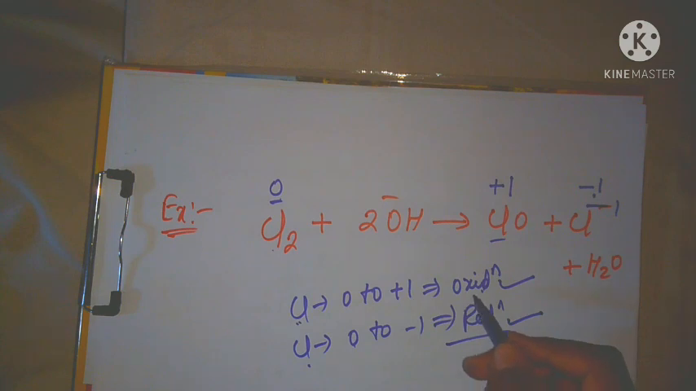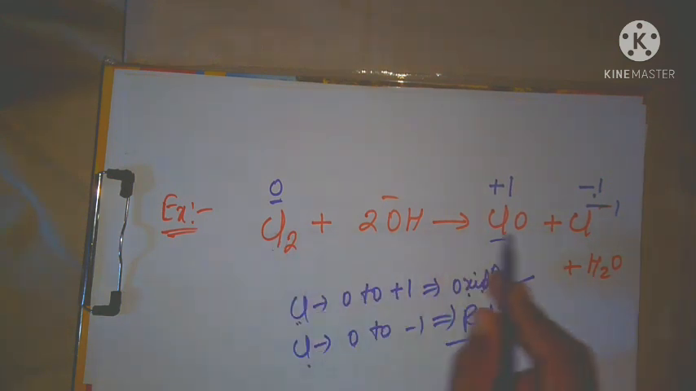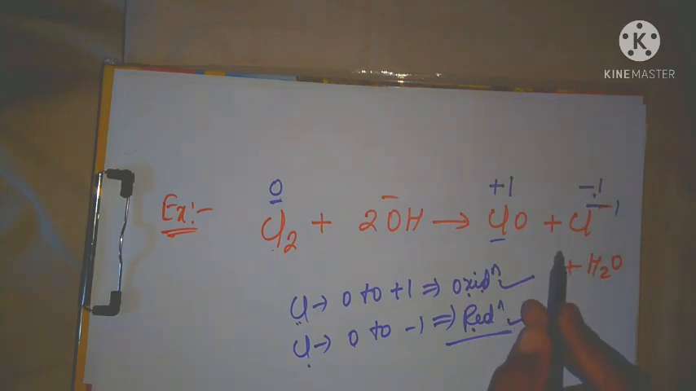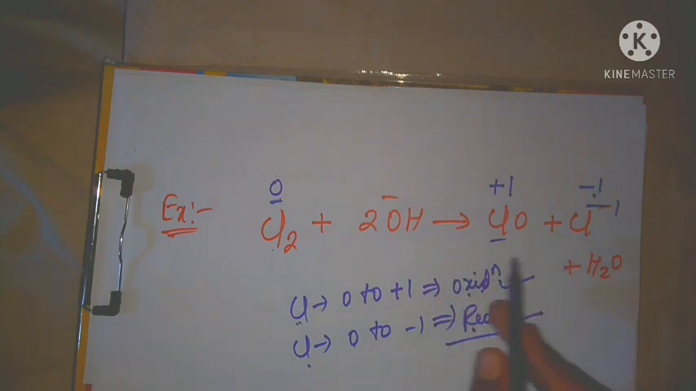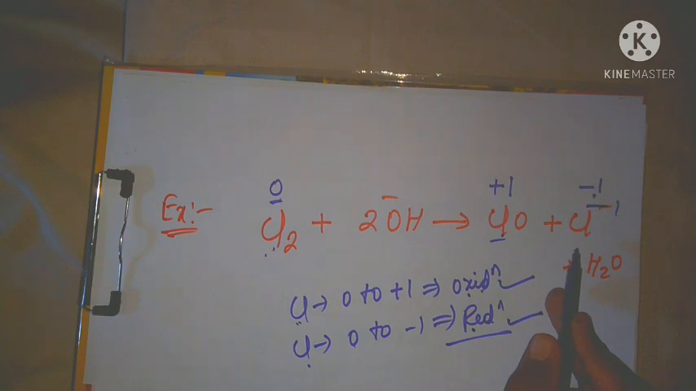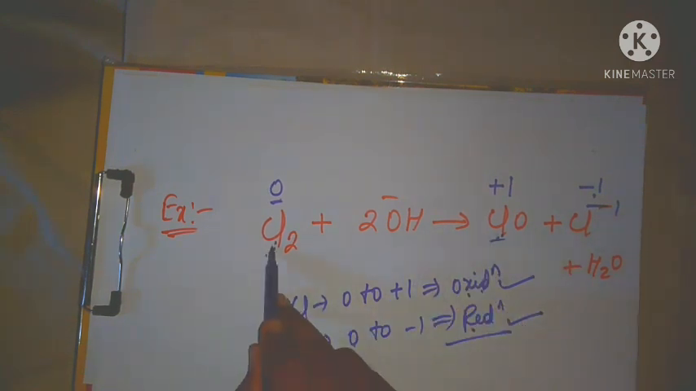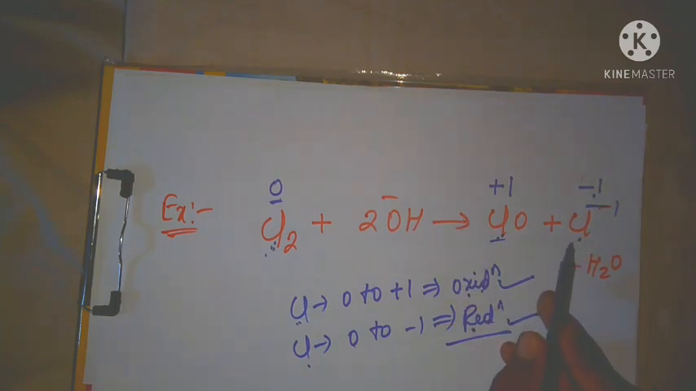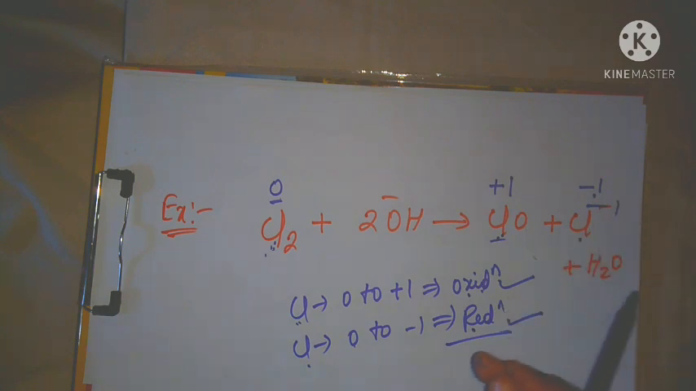That is, Cl undergoes both oxidation and reduction. Therefore, which type of reaction is it? Disproportionation redox reaction. Why is it called a disproportionation redox reaction? Because the same element undergoes both oxidation as well as reduction. From here to here Cl undergoes oxidation, and from here to here Cl undergoes reduction. If the same element undergoes both oxidation as well as reduction, such redox reactions are called disproportionation redox reactions.